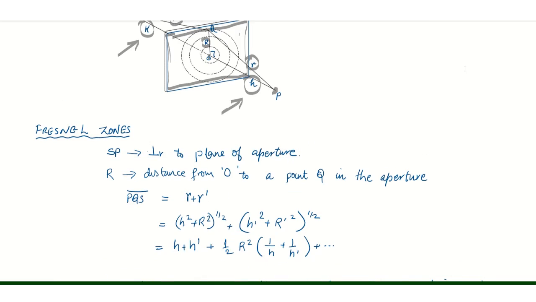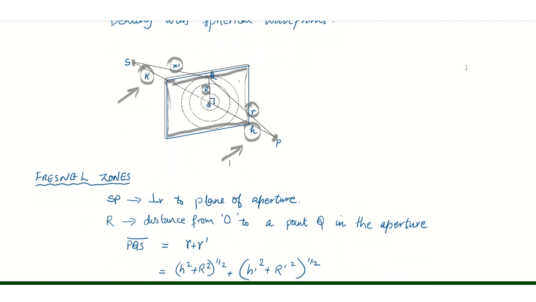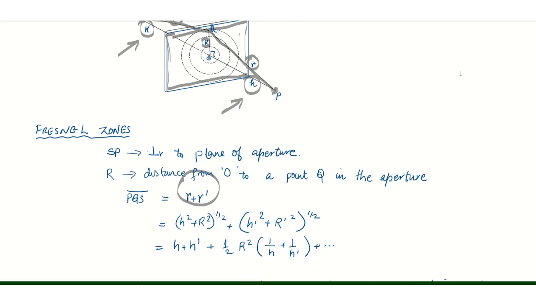Therefore, PQS, the distance travelled by a light ray, this distance, P to Q or S to Q, is R plus R prime. And that R plus R prime, from Pythagoras theorem, we can see this one, and we simplify, get something else.